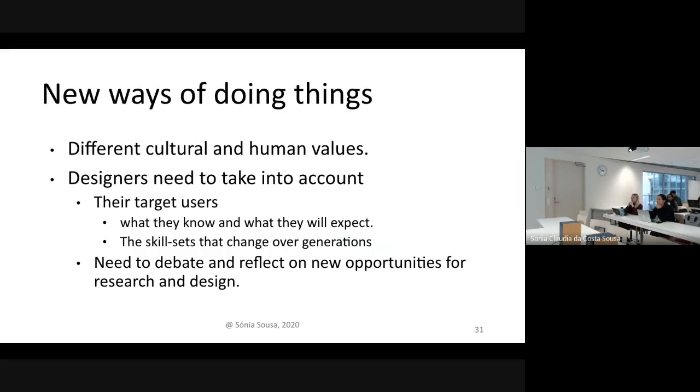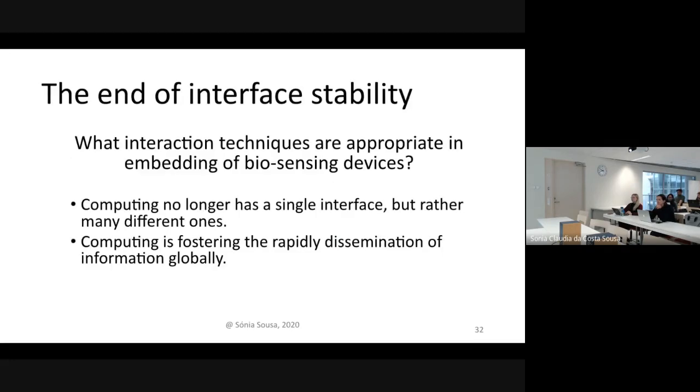And all of this comes to the debate on reflecting on how we design things, how we do this change. If we are not aware of this evolution and what is happening nowadays, how can we design things for the future? So we need to be aware of these changes. One thing that we need to be aware of is the end of interface stability. There is no one screen where we have the word, one application, close application. It's a complex system. So things change, evolve. There might not be screens at all. So we need to look at this from a different perspective.